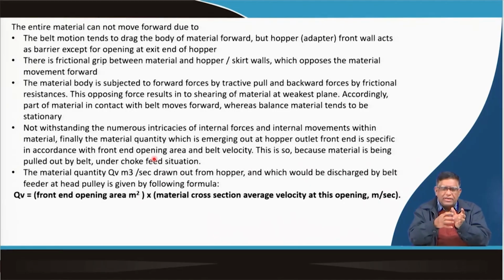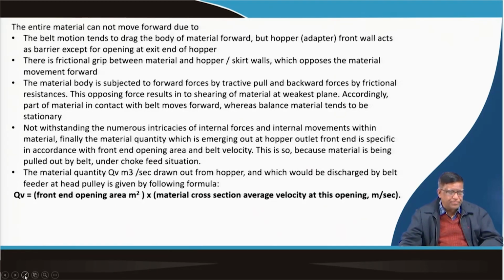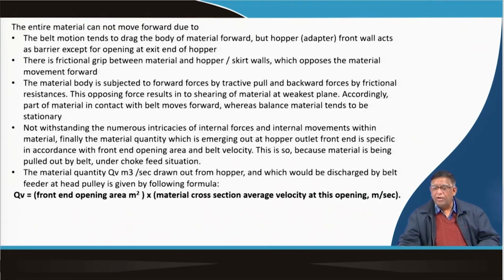That means the material at the back side is always as if it is static, because it has a vertical motion, but the horizontal motion is coming only at the front side. There is a frictional grip between the material, the hopper and the skirt wall, which opposes the material from moving forward. The frictional thing is because of exactly what happens when you have this in a hopper.